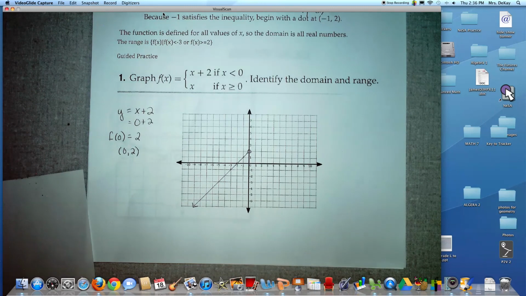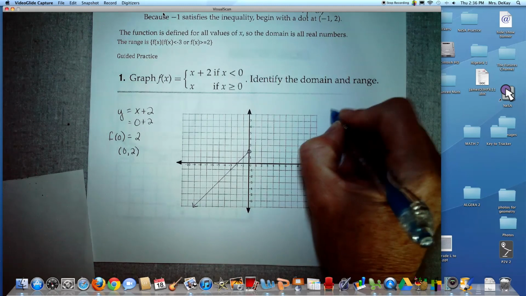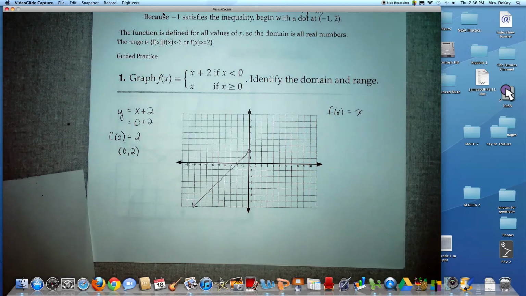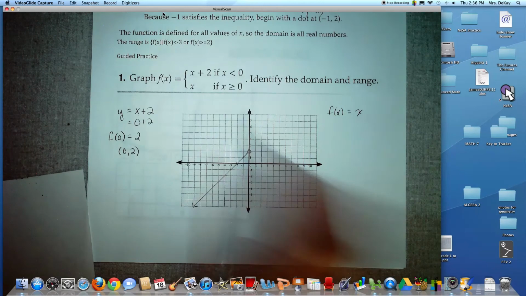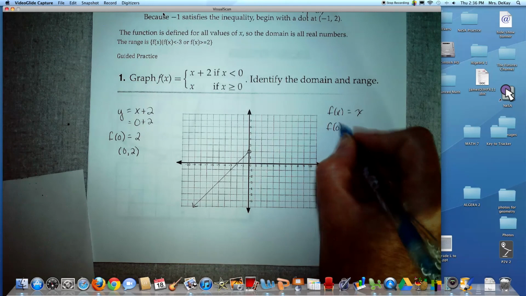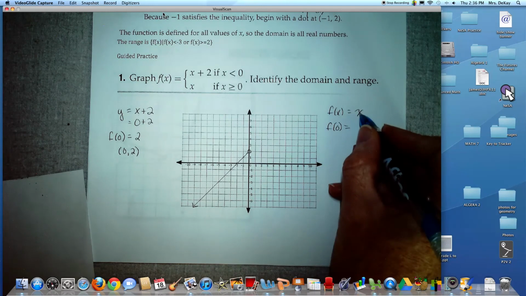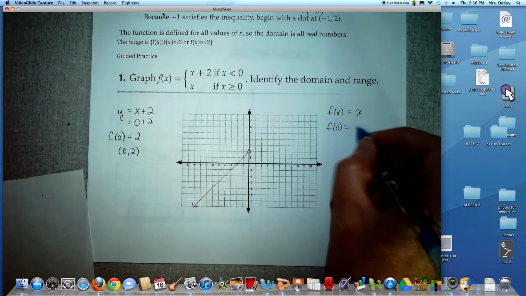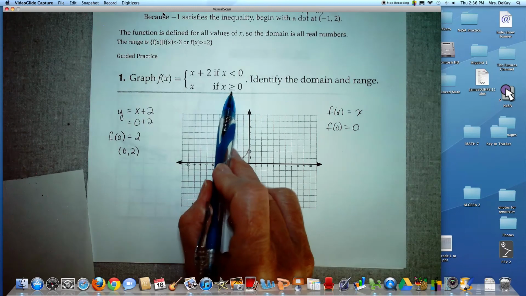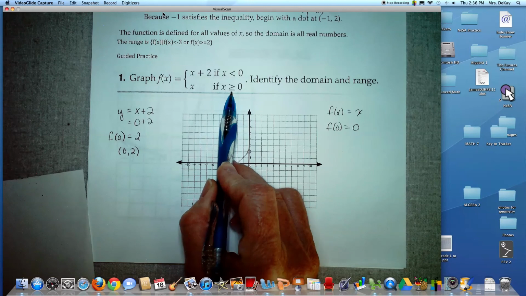Okay, we got to graph the other piece now. The other piece is f of x equals x. That's interesting. So it tells me to put in 0 for this one too. So f of 0 means I'm going to put a 0 in right here. So what would I get? 0. I would get 0, right? So my other start is going to be at 0, 0. And I need to fill that in because it's greater than or equal to.